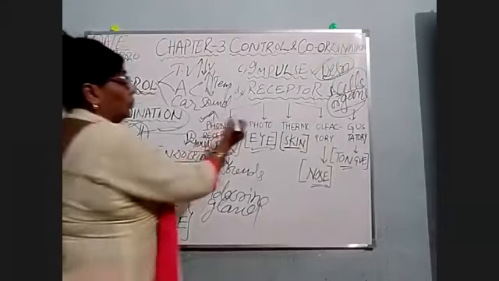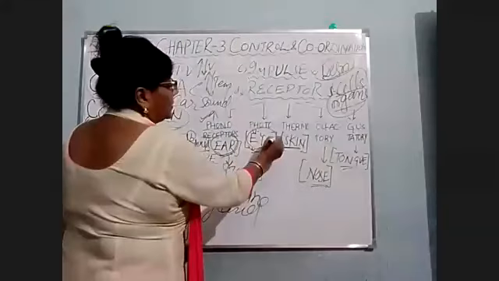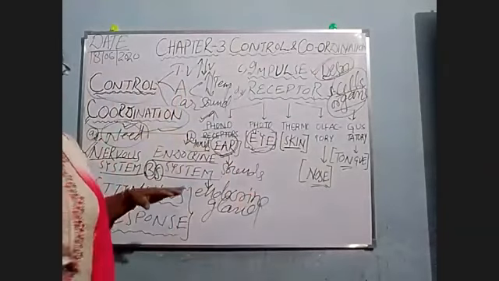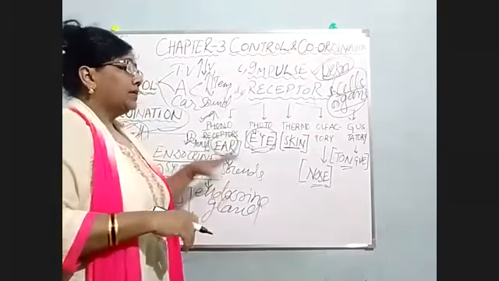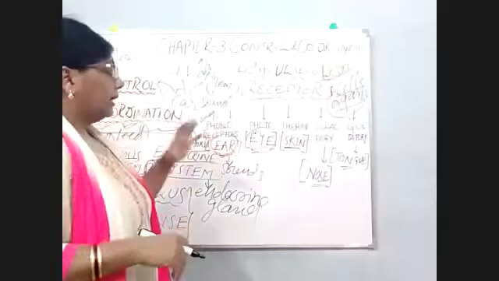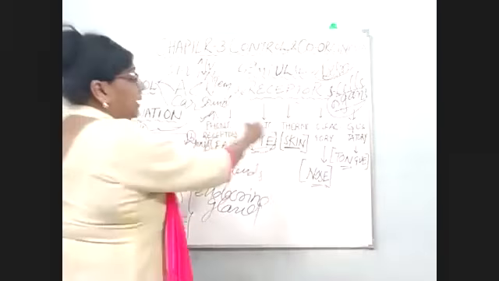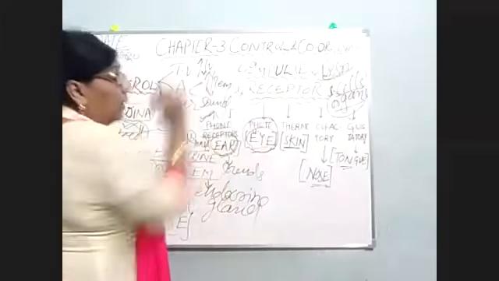Second, photoreceptors. They are present in the eyes, and all the visual impact you receive is through photoreceptors. Whatever you see, the visual impact, is received by the photoreceptors present in your eyes.